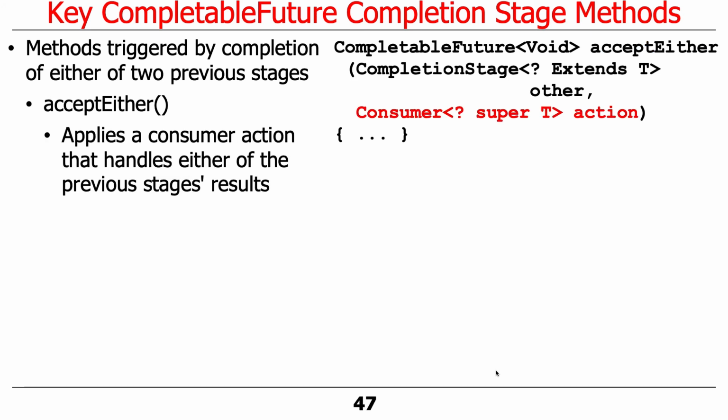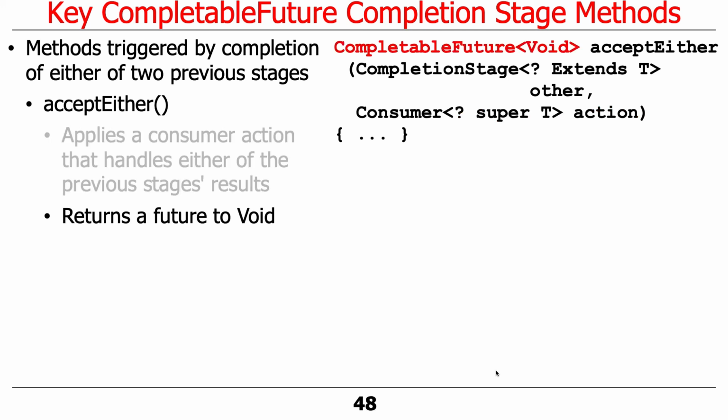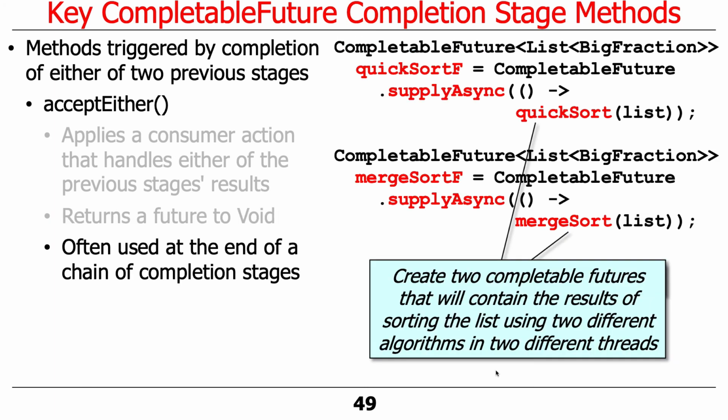So in this case, we're going to take a consumer action that'll handle either of the previous stages, whichever one finishes first. And this one returns, in this particular case, a future to void. So as a result, it's often used at the end of a chain of completion stages. So let's take a look at a really fun example. We'll look at this in more detail later, but I just want to foreshadow it now.